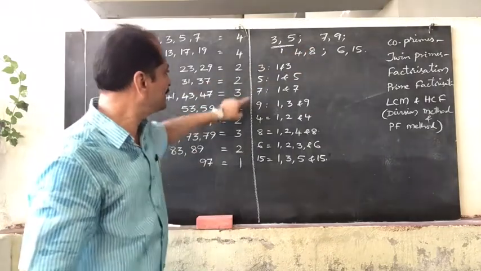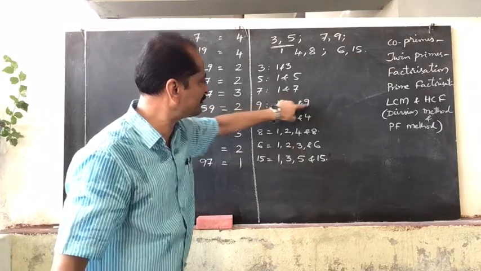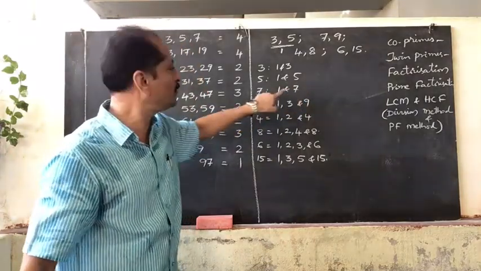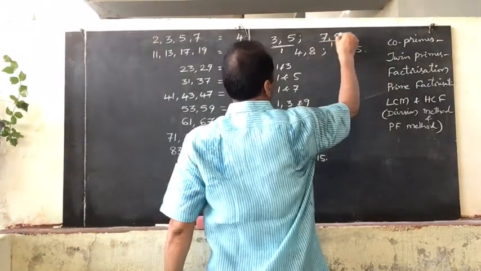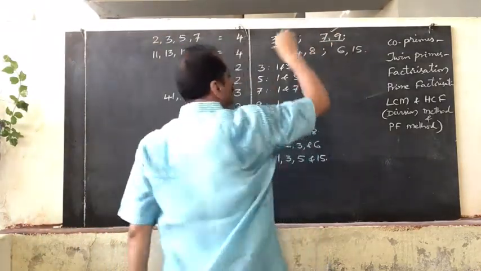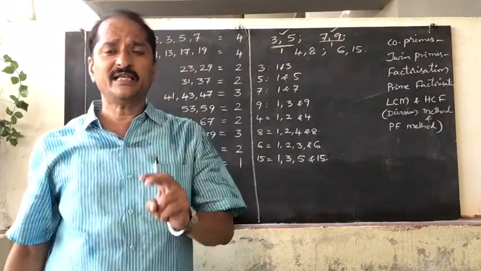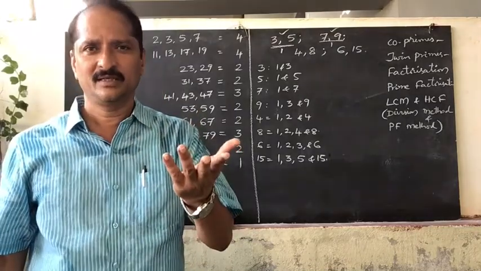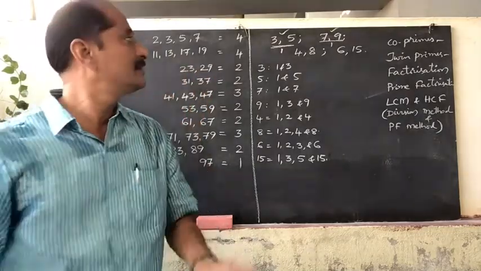In the same way, check 7 and 9. Only one common factor is there here also. 7 is there, but there is no 7 here. 3 is there, but here there is no 3. Here 9, but there is no 9 here. So only one common factor is there, that is 1. So 7 and 9 are also co-prime numbers. Co-prime numbers must contain 2 or more numbers. Then only can we call them co-primes or not.